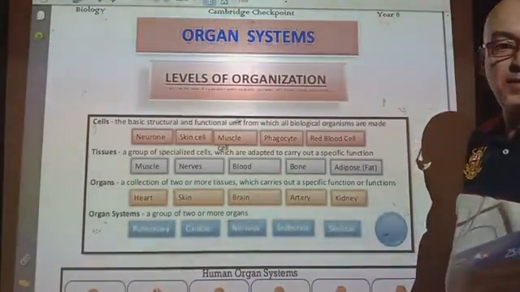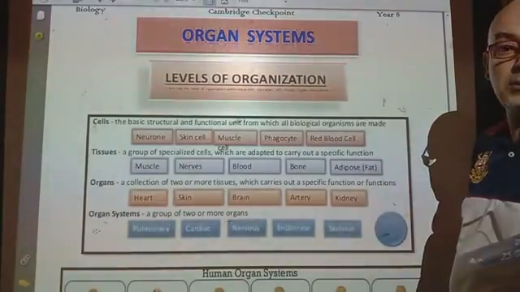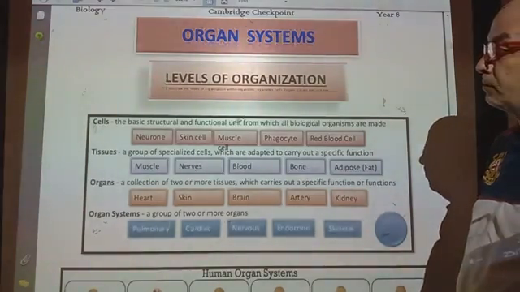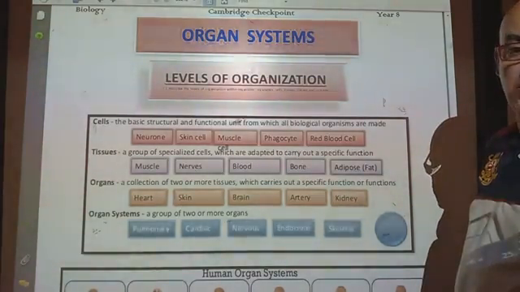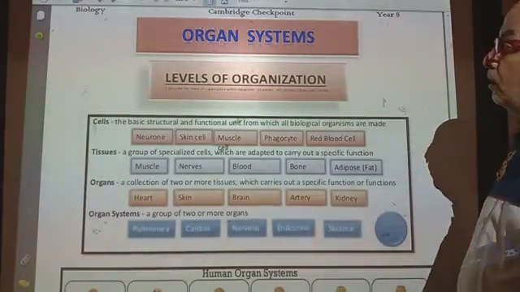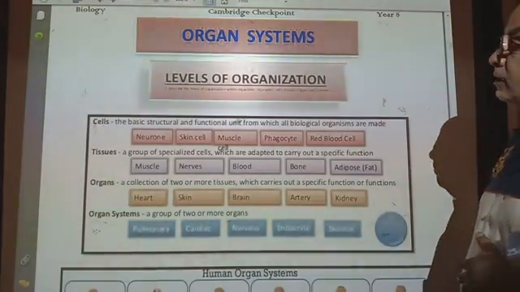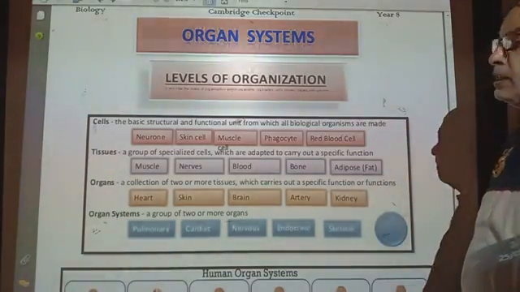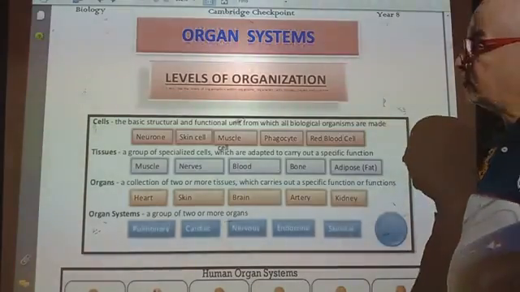You know from the previous lesson that the cell is the structural unit of the living organism, or the functional unit of the living organism. After all, it is the smallest unit in the living organism. The lesson today explains the levels of organization. The smallest building unit of the living organism is called the cell.